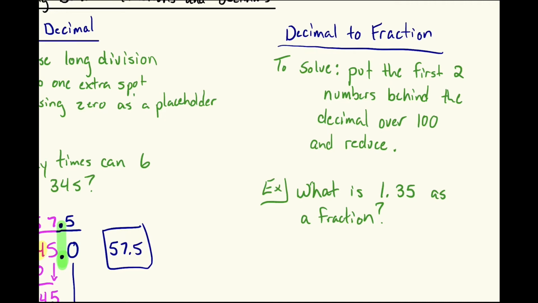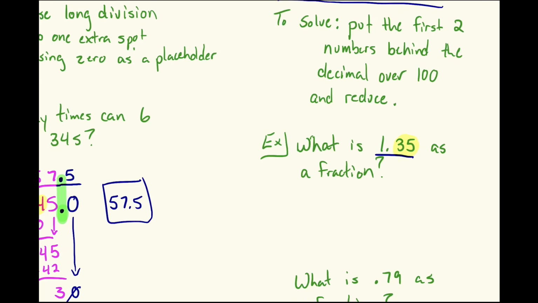Okay, so if I have the number 1.35, I can see here, highlighted in yellow, that I have the numbers 35 behind the decimal place. Since I have a whole 1, I'm going to have 1 as part of my mixed number, or part of my fraction. And now all I have to do is take 35 and put that over 100.